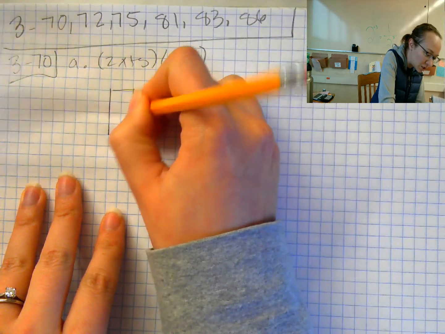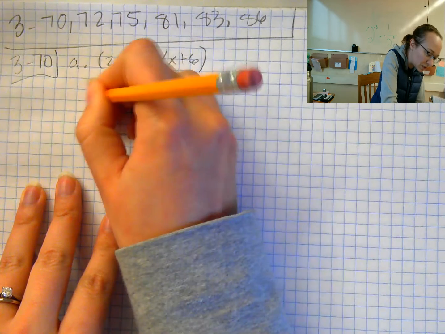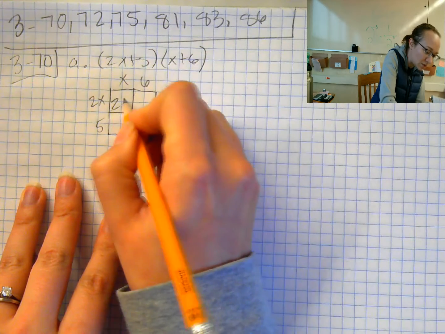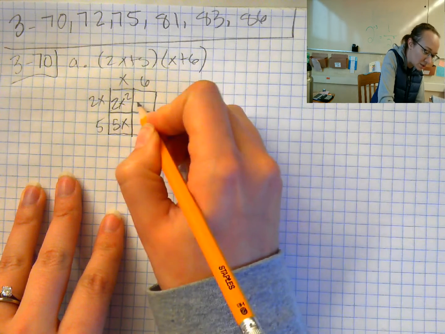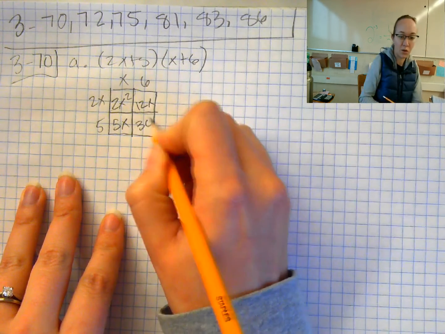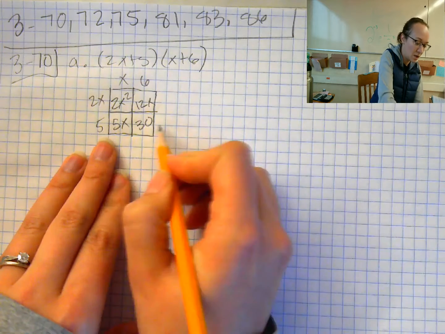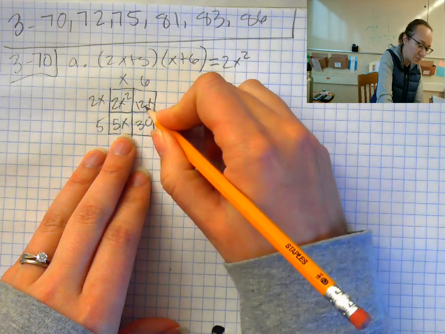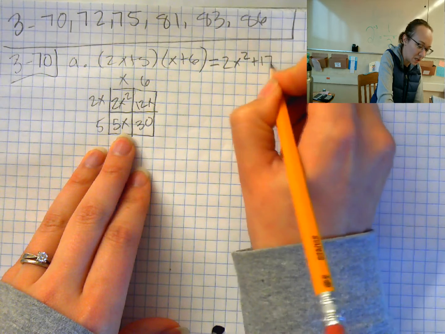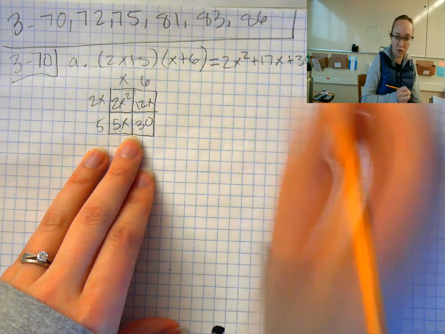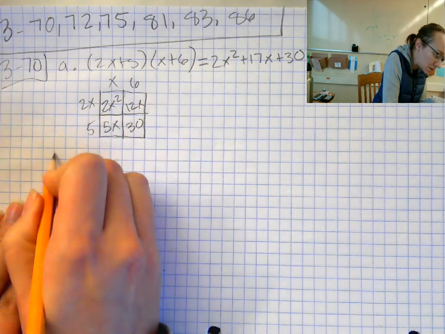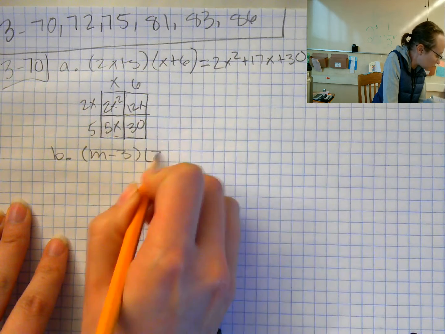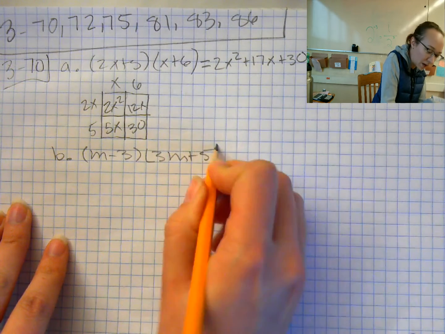This is just going to be a 2 by 2 because it's two binomials multiplying together, so 2x plus 5 and x plus 6. That gives me 2x squared, 5x, 12x, and 30. And then I'm going to combine like terms, so 2x squared, 12x plus 5x is going to give me 17x plus 30.